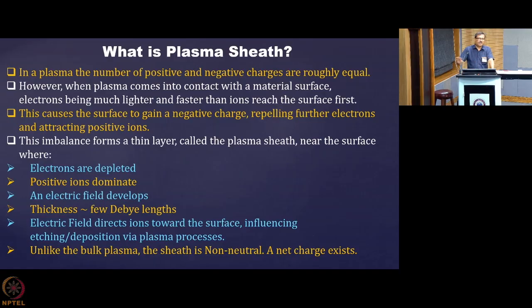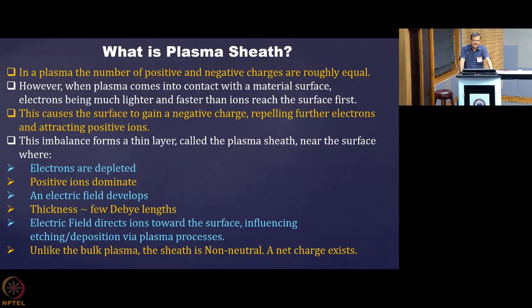So electrons are bombarding the wall at a much faster rate because of their lower mass and higher mobility. So this surface is getting charged negatively. Then it starts repelling further electrons from reaching the surface, and the negative polarity that is developing on the surface is attracting the positive ions towards it. So this imbalance forms a thin layer called the plasma sheath near the surface.